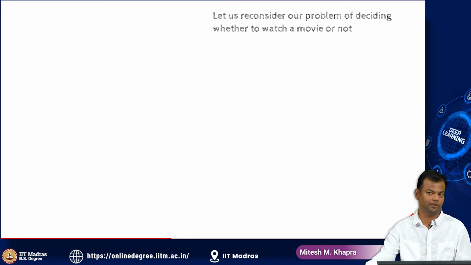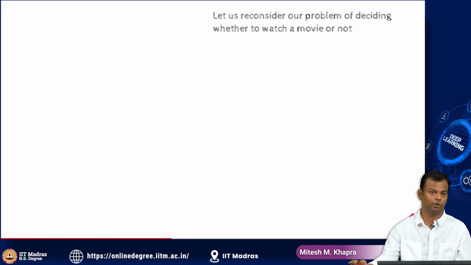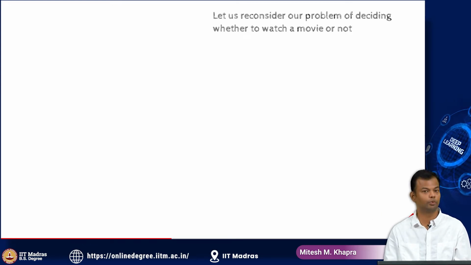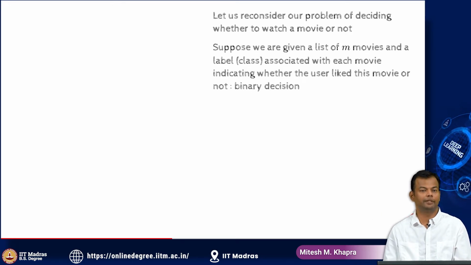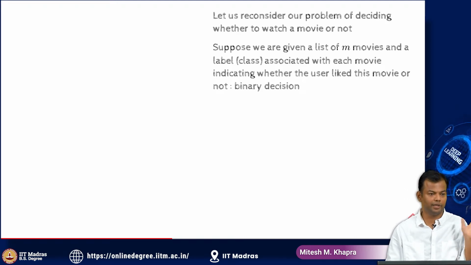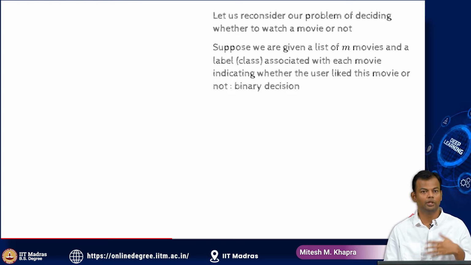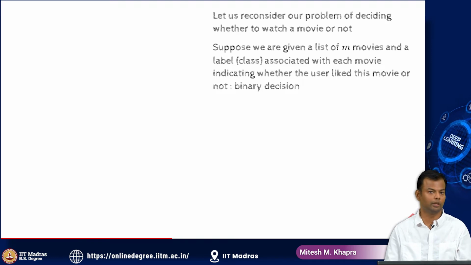So let's revisit our example, right? We are again talking about the case of a binary classifier, and we want to decide whether to watch a movie or not, right? And suppose we are given a list of M movies, all the past movies that we had seen, along with the class label, whether we liked this movie or did not like this movie. Okay? This is based on our past data. So this is just a binary label on all the movies, right?